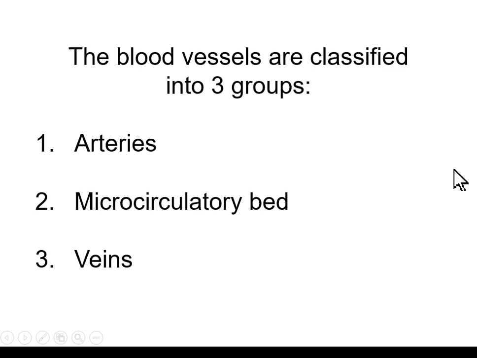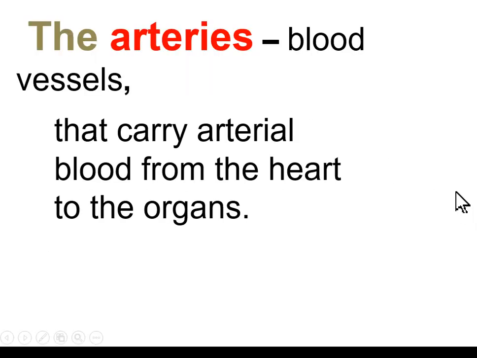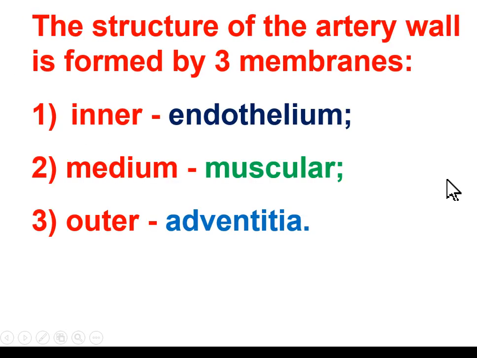The blood vessels are classified into three groups: arteries, microcirculatory beds, and veins. What are the arteries? Arteries are blood vessels that carry arterial blood from the heart into the organs. They direct the arterial blood from the heart to the organs and are called arteries.